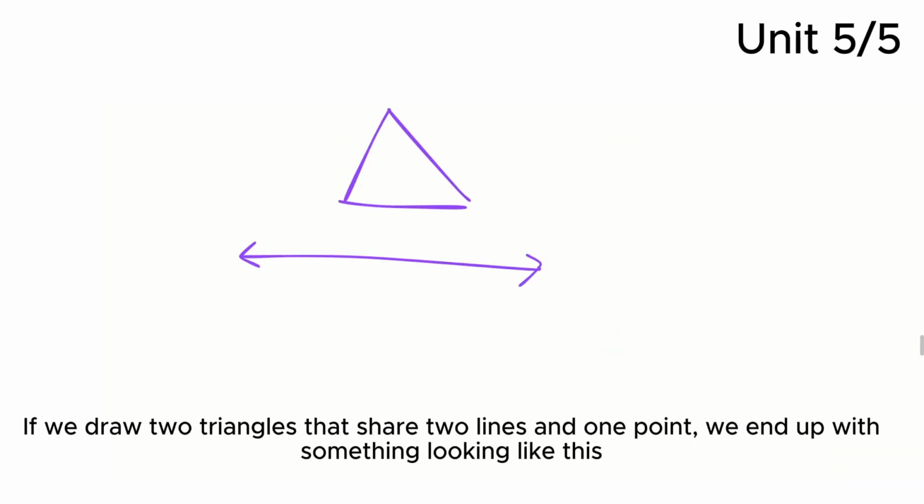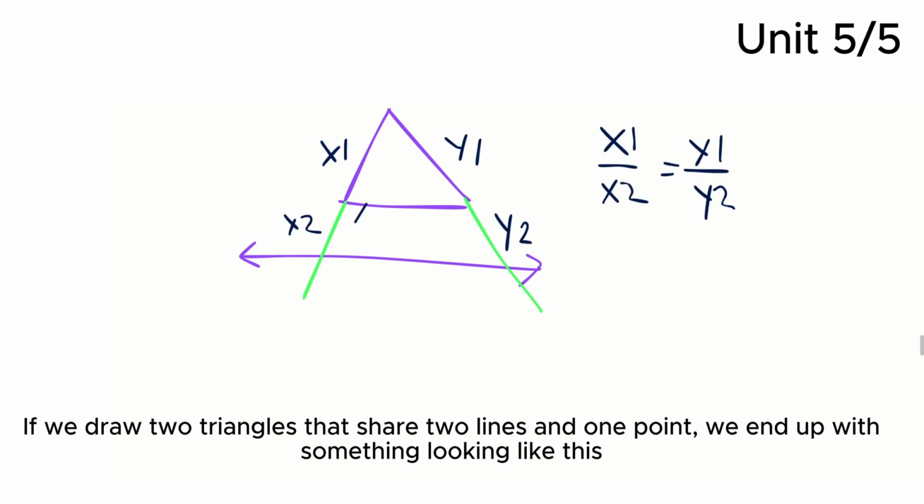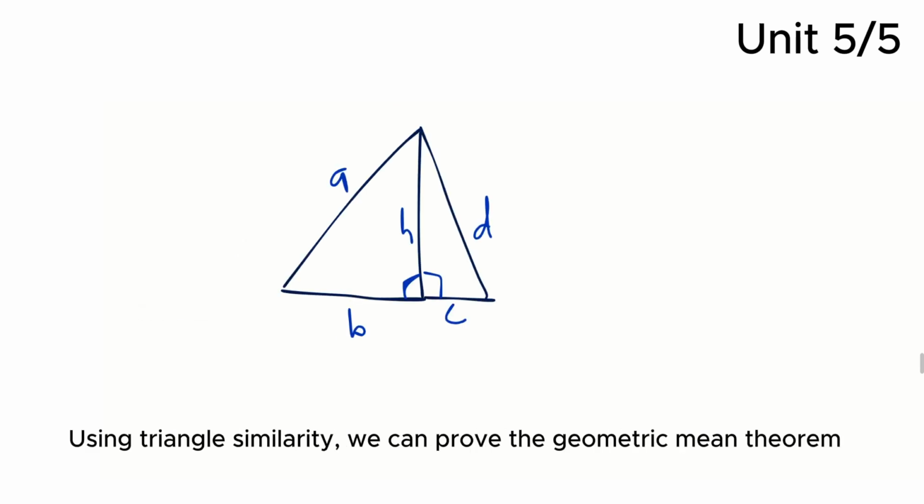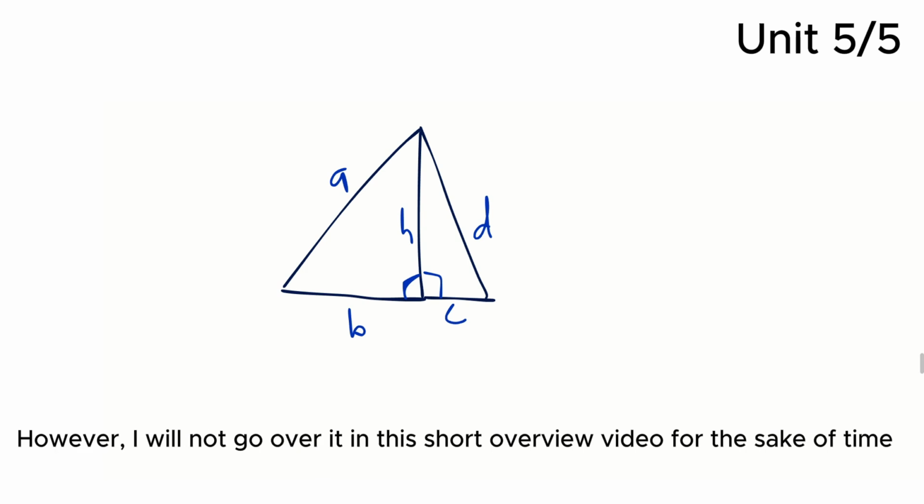If we draw 2 triangles that share 2 lines and 1 point, we end up with something looking like this. The following identity must hold true in this scenario. Using triangle similarity, we can prove the geometric mean theorem. However, I will not go over it in this short overview video for the sake of time.